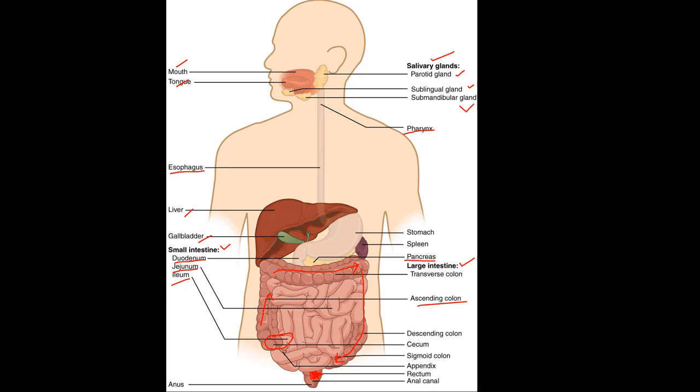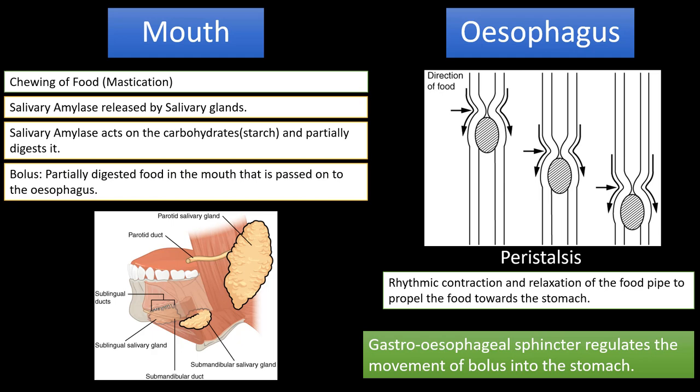Let us see one by one what actually happens in these processes. So now here you see the mouth. Let us begin with that. The mouth begins with mechanical digestion. All the food that we take in, we start chewing, and this process is called mastication of the food. During mastication, the salivary glands, as you can see here, parotid, sublingual and submandibular, start releasing saliva that contains salivary amylase.